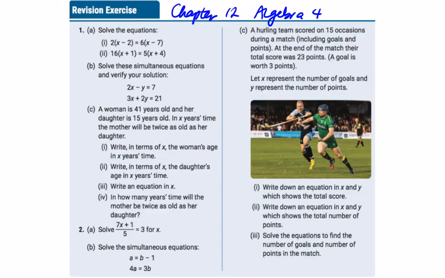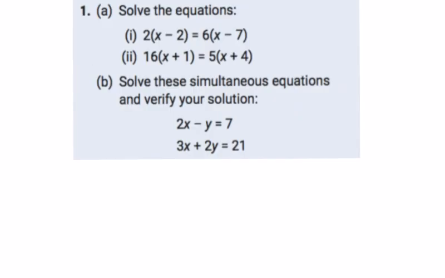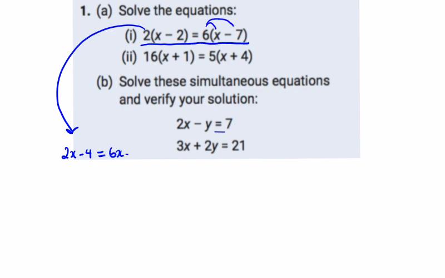In this video, we're going to look at the revision exercises for Chapter 12, Algebra 4. Starting with question 1a, which are just two linear equations, removing brackets back to one of the old videos, and then solving. So we're going to have 2x minus 4 on the left equals 6x minus 42.